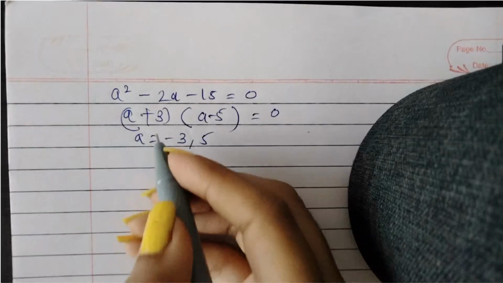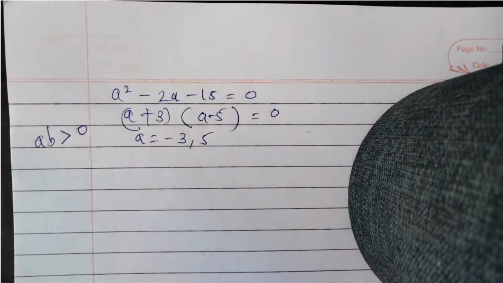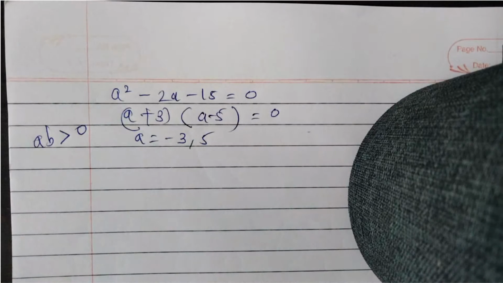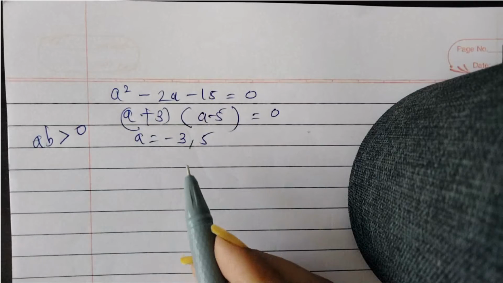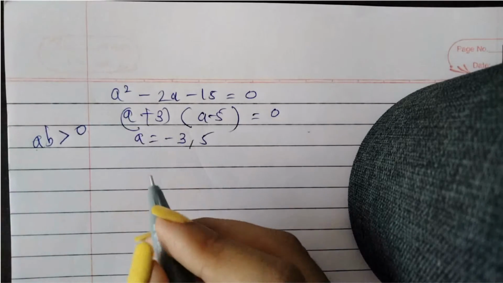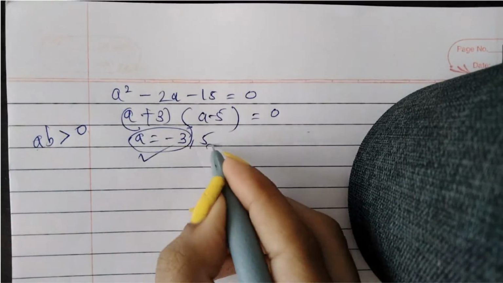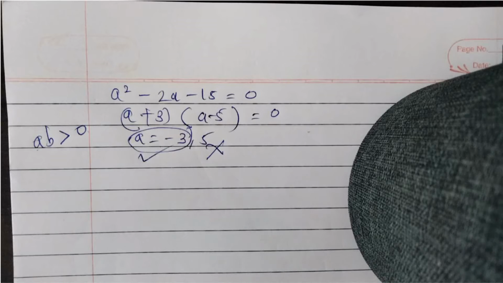Remember, they have given us a condition in the question that ab is greater than 0, which is positive. So we already know the value of b is −1. So a has to be −3 so that their multiplication will be positive. So we will take a = −3 and reject a = 5. Alright.